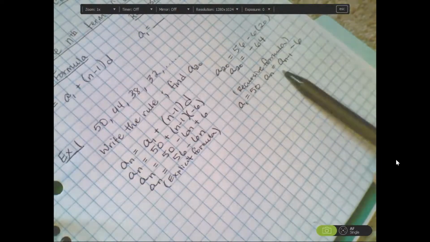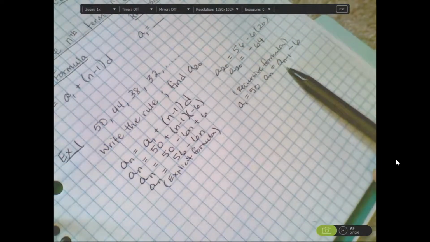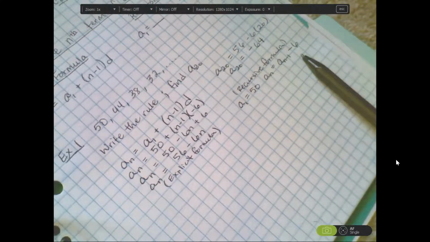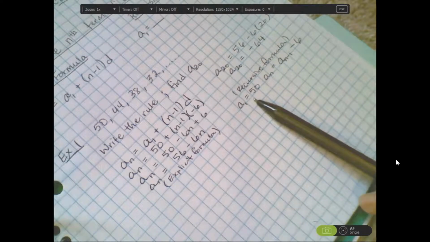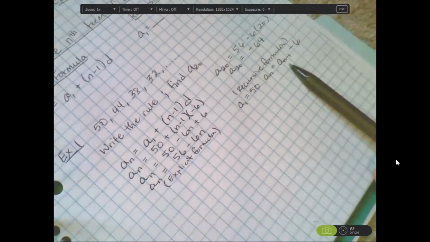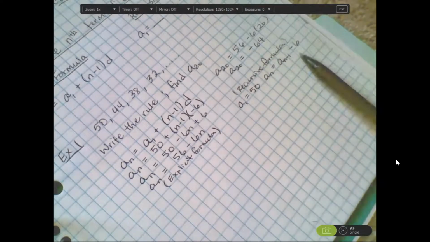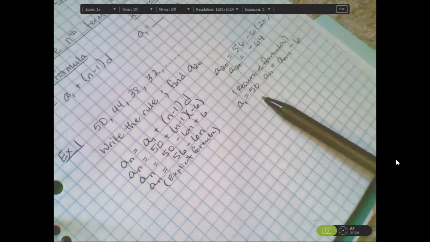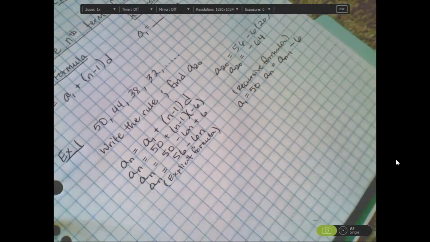It's got two parts to it. You got to have both parts. If you tell me the rule over here, if you tell me you're subtracting 6, but you don't tell me where you're starting, it's kind of useless, right? I did this with my IB class, and I had some people that would give me this part, but they wouldn't tell me where to start. So that's not super helpful, right? We got to have both pieces to this.